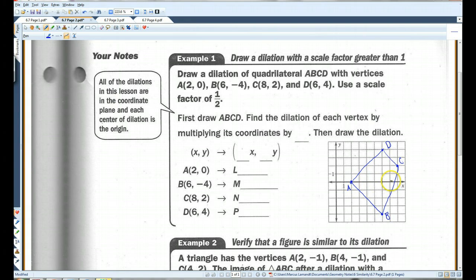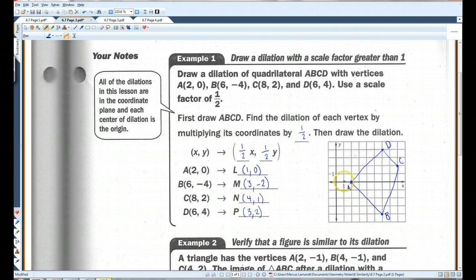Use the scale factor of 1/2. First draw ABCD, which we did. Find the dilation of each vertex by multiplying its coordinates by 1/2. So we're going to multiply each of these numbers by 1/2. Basically, we're going to divide by 2. So (2, 0) becomes (1, 0), because 2 divided by 2 is 1 and 0 divided by 2 is 0. (6, -4) becomes (3, -2). (8, 2) becomes (4, 1). (6, 4) becomes (3, 2). And we're going to call this LMNP.